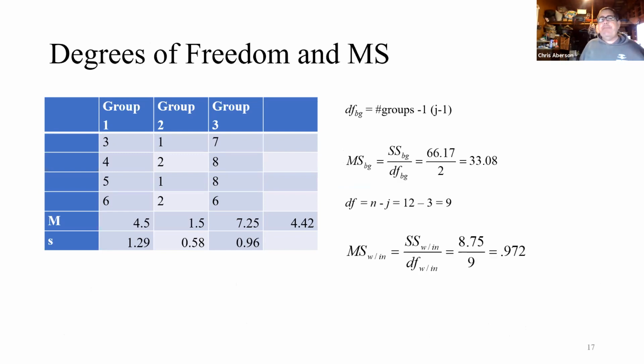All right, degrees of freedom and mean square. Oh, it looks like I didn't do the first one. Degrees of freedom between group, that's just 3 minus 1, so 2. You can see the mean square calculation, just sums of square over degrees of freedom. And then finally, degrees of freedom within is 12 minus 3 for 9. And then we have MS within, which is 8.75 over 9.